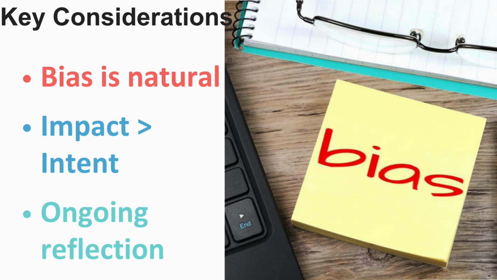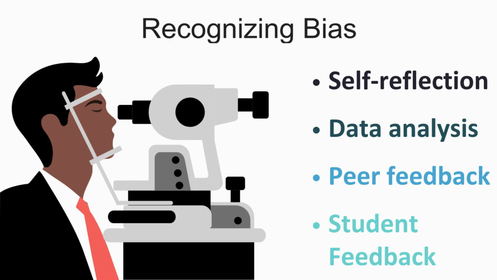So what are some considerations? Like I said, bias is natural. Its impact is greater than the intent. Oh, I didn't mean to be biased. Doesn't matter. That impact, that kid is never going to forget it. Okay. And then you have to have ongoing reflection. So how do you recognize it? You have self-reflection, data analysis, peer feedback. Maybe your colleagues can help you out. And then student feedback. If you really want to know if you're biased, ask your students. They'll tell you.